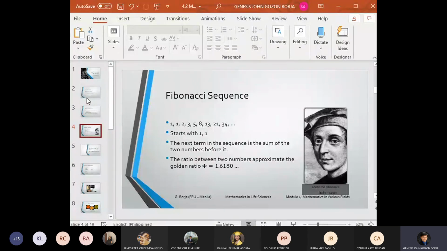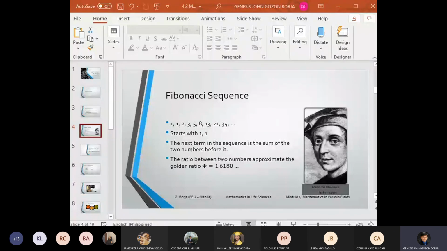Now, sa Fibonacci sequence, we always start with 2 1s, so 1, 1, and then to get the next term of the sequence, we simply add the two preceding terms. So for the third term, we add the two preceding terms, which is 1 and 1, so we get 2. And then to get the next term, we add 1 and 2, so we get 3. And then para makuha mo yung next term, we add 2 and 3, so we get 5. Tapos para makuha yung sunod, we add 3 and 5, we get 8. And then 8 plus 5 is 13. 13 plus 8 is 21. And then 13 plus 21 is 34. And so on and so forth.